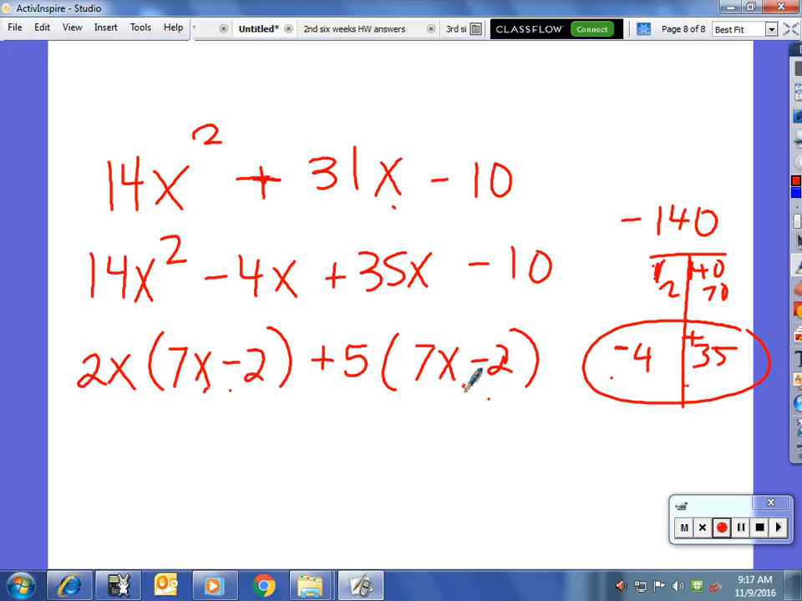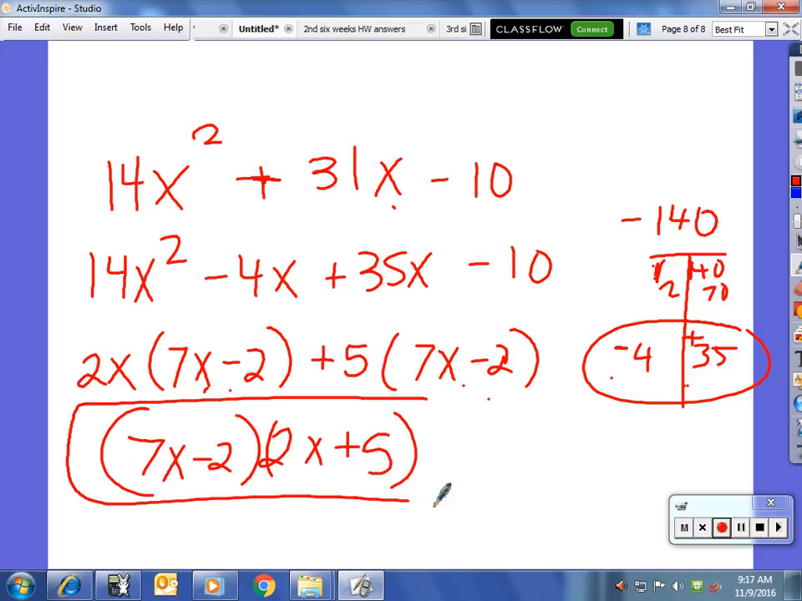I see confused faces out there. Where did I lose you? Now I'm going to take out the 7x minus 2, and what am I left with? 2x plus 5. Let's check it. That gives me 14x squared plus 35x minus 4x minus 10 on the end, and that adds up to the positive 31 I was looking for in the middle. That's got to be it.